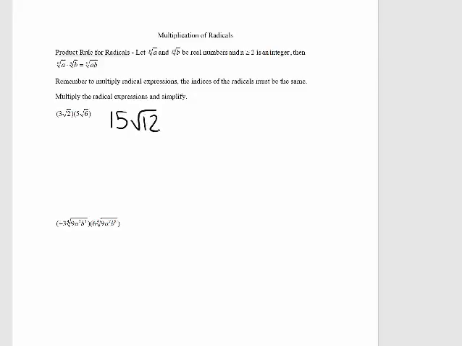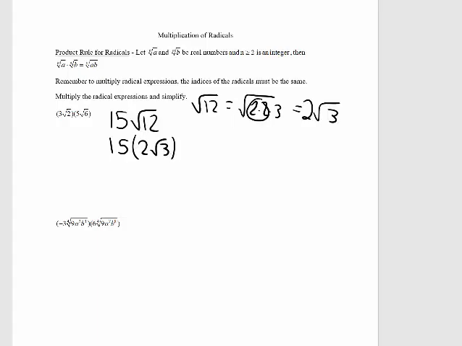Now, are there any perfect roots I can pull out of 12? After pulling out the perfect roots of 12, I have 2 times the square root of 3. So I'm going to replace the square root of 12 with 2 times the square root of 3. 15 times 2 is 30 times the square root of 3.